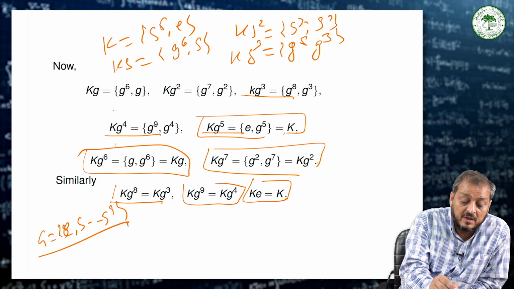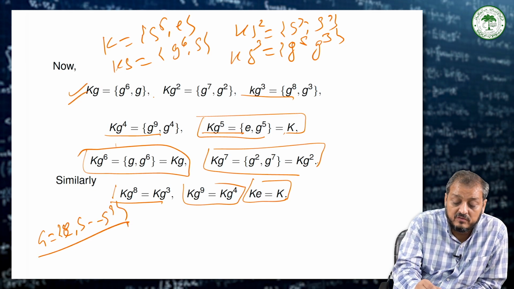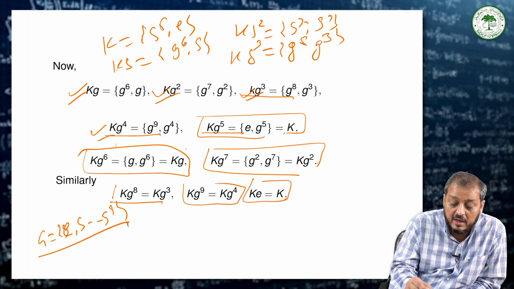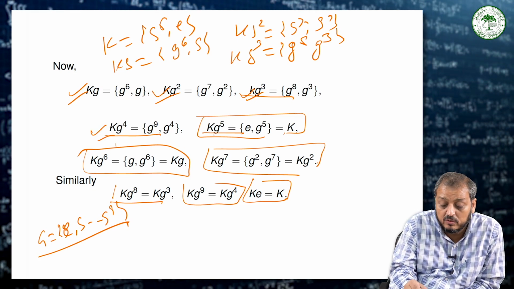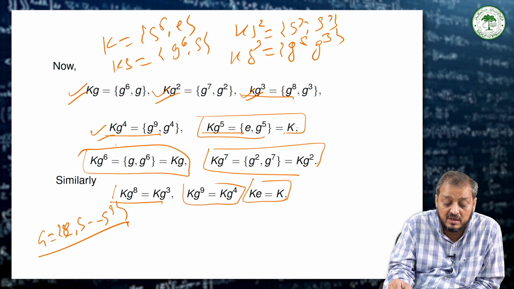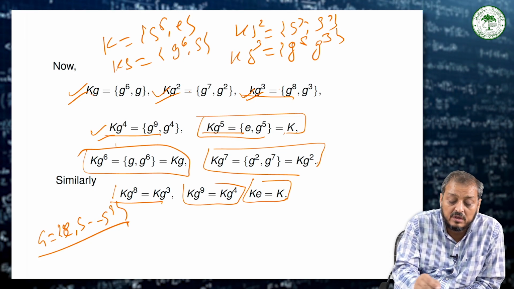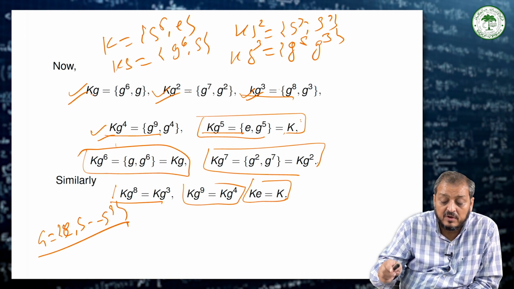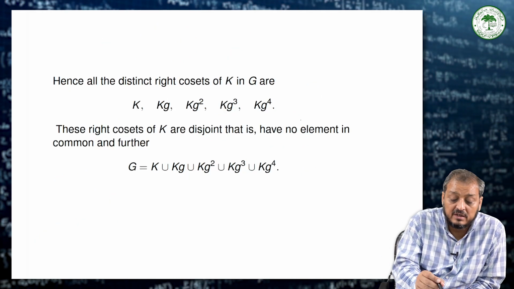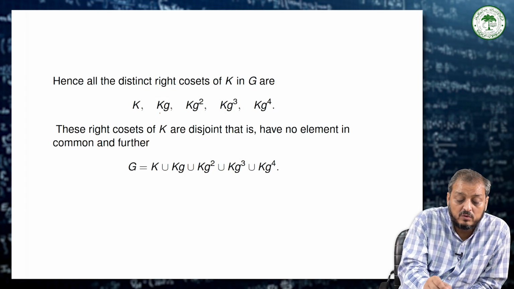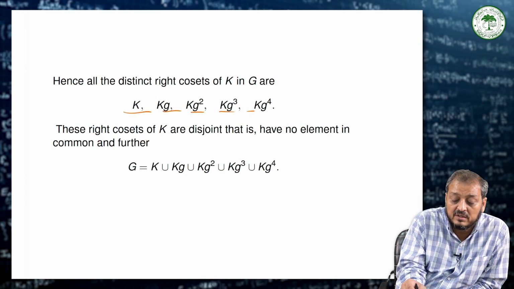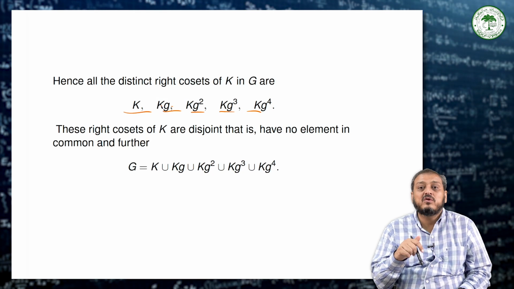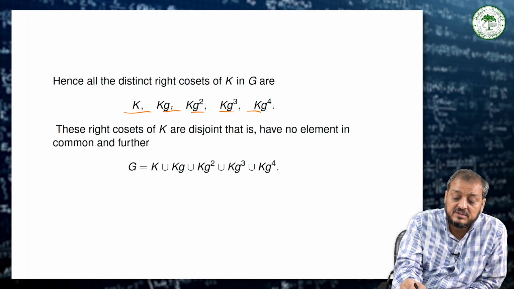So we have 1 right coset, then we have 2 right cosets, g to the power 3, 4, and then kg to the power 5 again gives k. So we have 1, 2, 3, 4, and 1 is K itself. This means there are 5 right cosets: k, kg, k square, and so on. So we have a total of 5 right cosets of K in G.